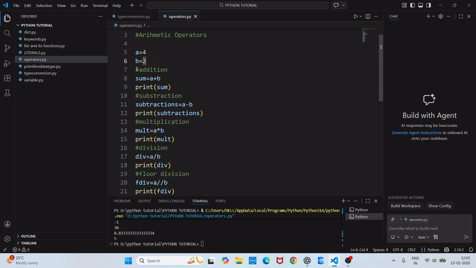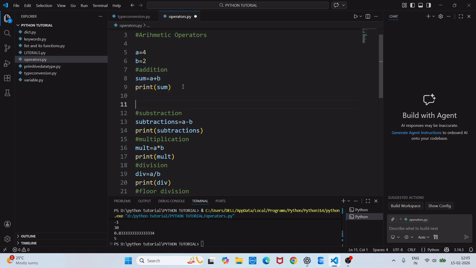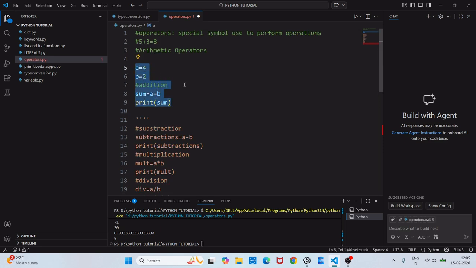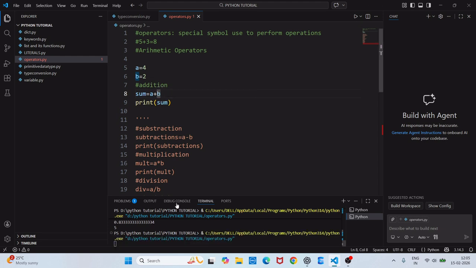First, let's look at addition. Let me comment out everything. Look at this part, that is the addition. What we are doing here is sum equal to a plus b. A equal to 4, b equal to 2. We are storing the result of this operation in the variable sum, and then we are just printing the sum. You can see the result out here.